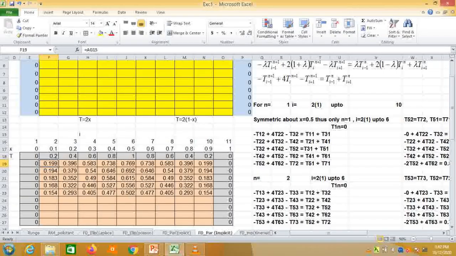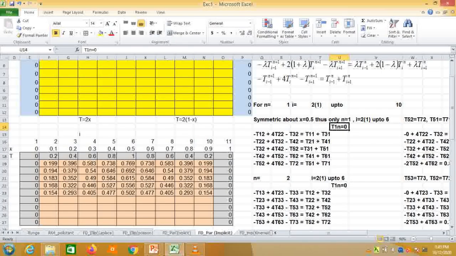Obviously, t for the first node at any time, t1n. When I say t1n, the 1 represents the spatial scale and the n represents the temporal scale. So the first subscript is the spatial scale and the second subscript is the temporal scale. So t1n is always 0, obviously, and t11n is also 0, we know that.